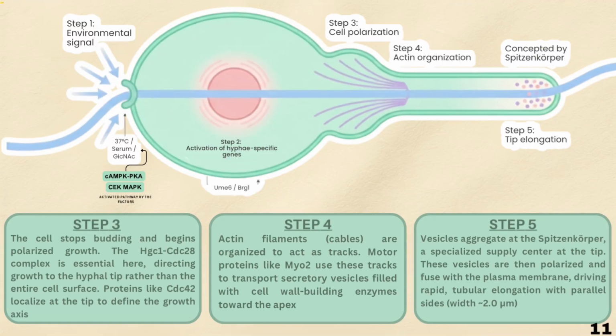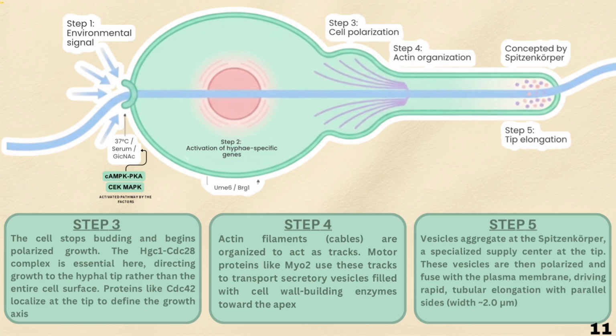The cell immediately shifts toward cell polarization, where the cell stops budding and begins polarized growth with the help of the HGC1-CDC28 complex, directing growth to the hyphal tip rather than the entire cell surface. So instead of growing all over like a balloon, it focuses all its energy on one tiny spot. To support this, the cell sets up actin organization, long cables that act like train tracks.